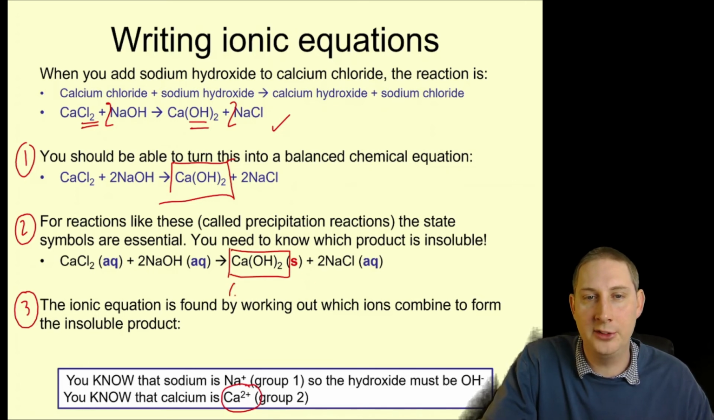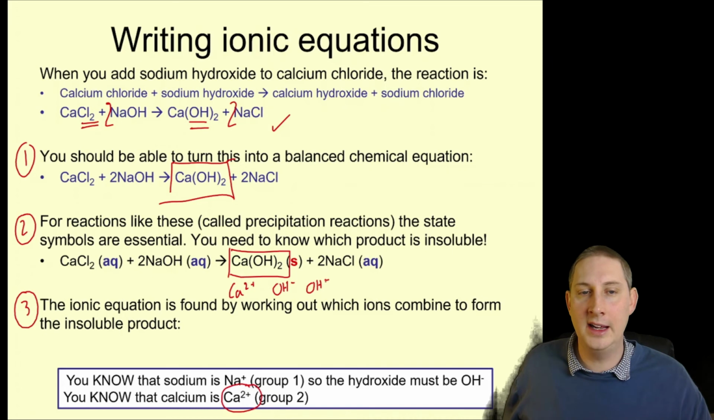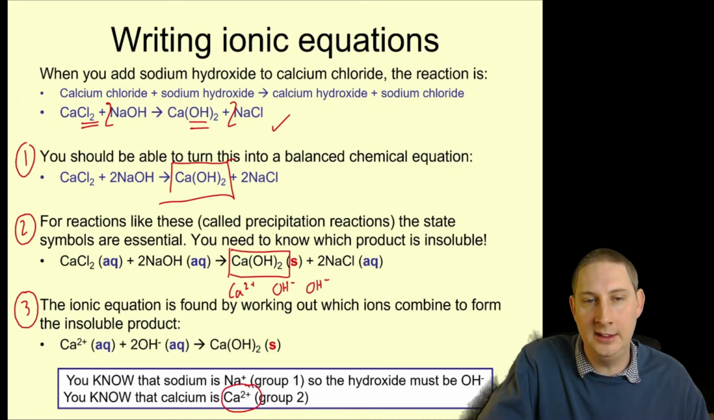Well, we know that calcium is Ca2+, and we must have 2 OH- ions, so therefore a calcium ion in solution and 2 hydroxide ions in solution combine to form calcium hydroxide solid.